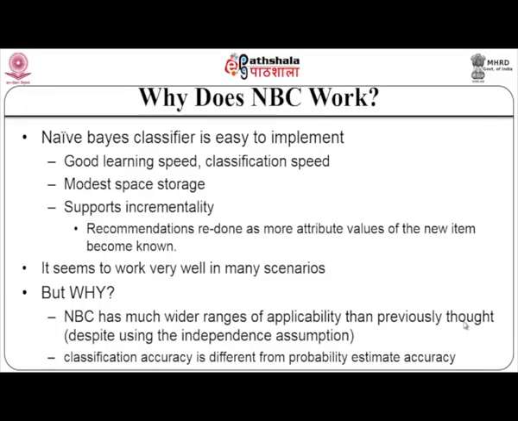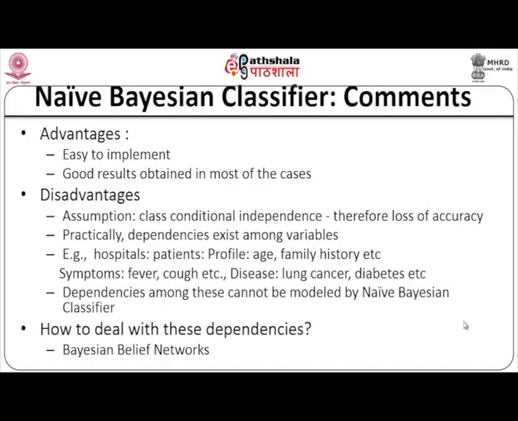So, why does the naive Bayes classifier work? It is easy to implement, it has good learning speed, classification speed, modest storage, and supports incremental updates; recommendations can be written as attribute values of the new items become known. It seems to work well in very many scenarios. But why does it work well? It has wider applicability than previously thought in spite of the independence assumption. Classification accuracy is different from probability estimate accuracy, and you must remember that. It gives the probability estimate correctly, but what about the classification accuracy? So, the advantages are that it is easy to implement and gives good results in most cases.